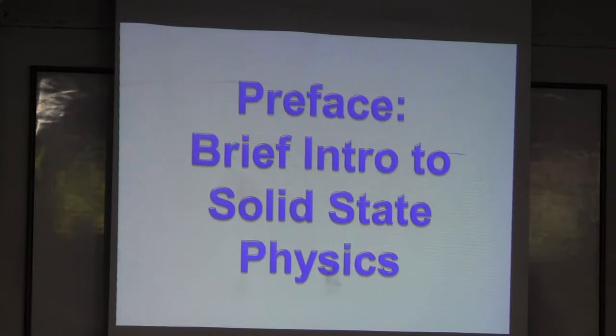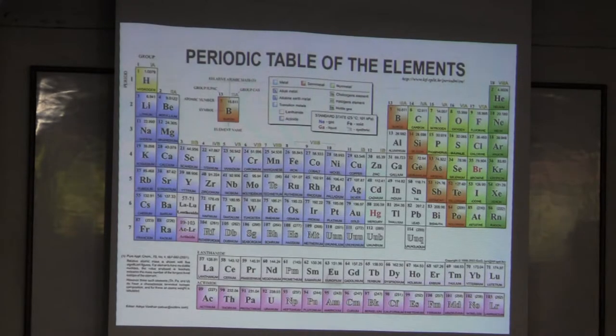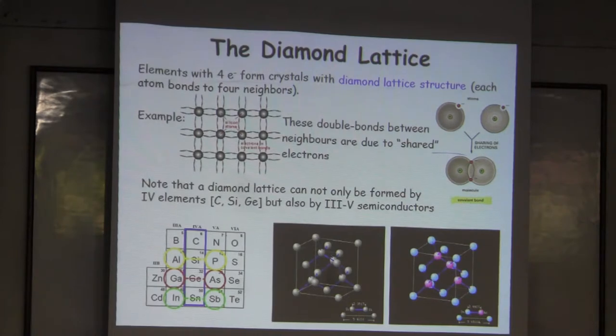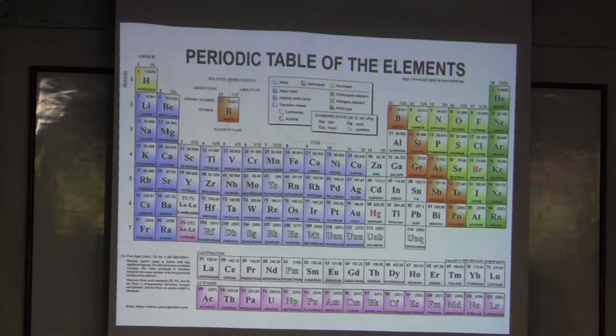In order to understand how they work, I think I should give you a very, very brief introduction to solid state physics. It's just a reminder, so I presume you all know what this is, right? The main point here is that the periodic table is sorted in a way that the column represents the number of electrons in the outer shell. In the fourth column of the periodic table, you have always 4 electrons in the outer shell.